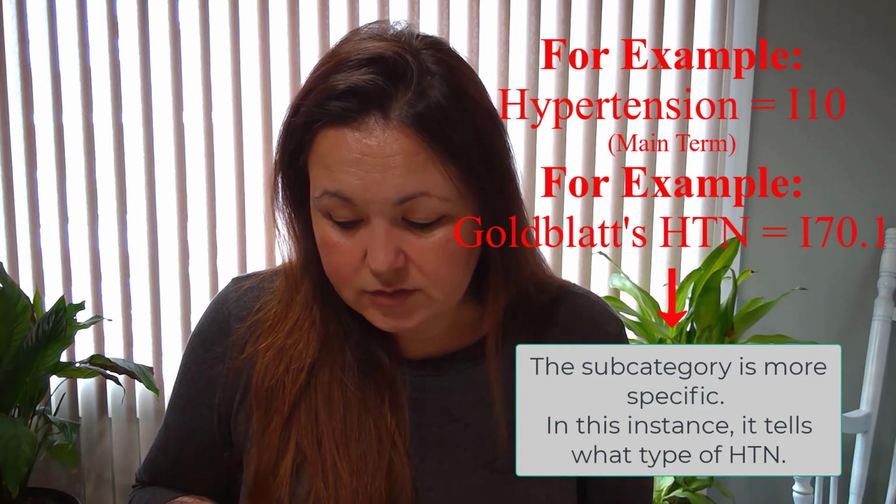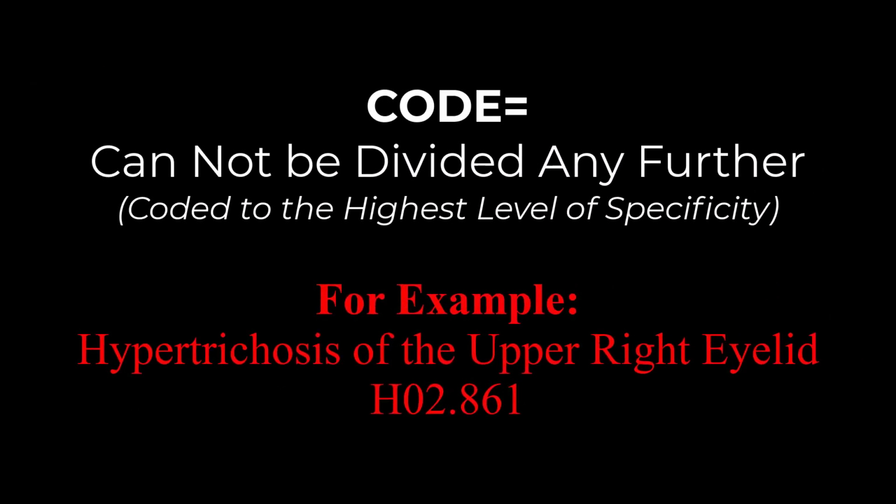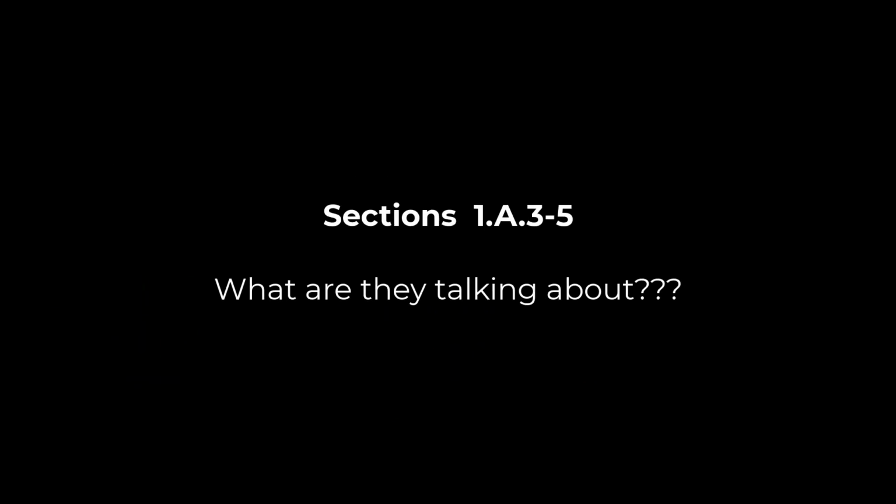And then it tells me my final subdivision is going to be a code. So I can't go any further. It's divided out as far as it can go. That'll be either a 6th or a 7th character. Basically, what they're telling you is you have to code to the highest level of specificity. If you don't, the code is wrong. So you have to go as far as you can with that code, and if it requires a 7th character, you have to use that 7th character.